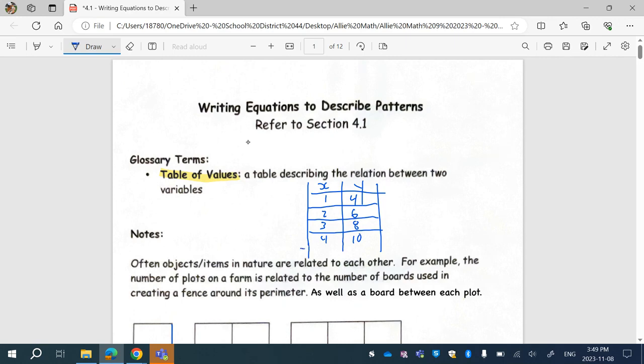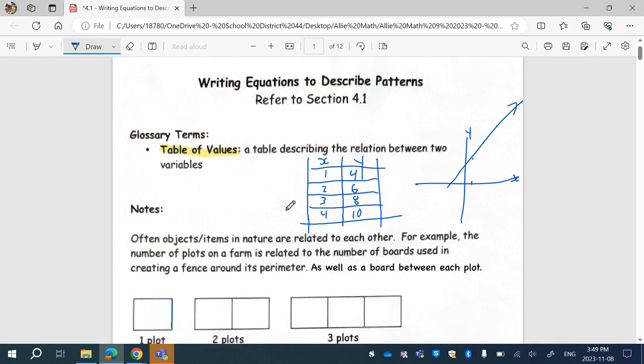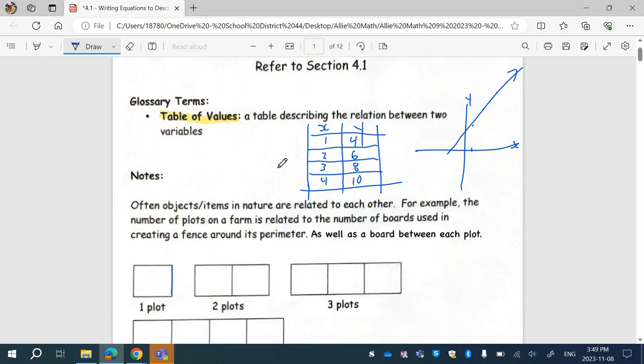And you could plot these on a graph if you wanted to. This is our x-axis and this is our y. And you would see that it ends up making a line. Now I'm just graphing an entire line here, something like this that would go on forever. So you can use these table of values as well to make an equation.